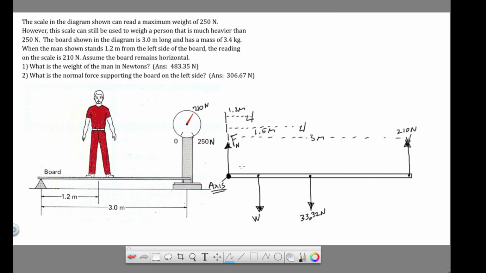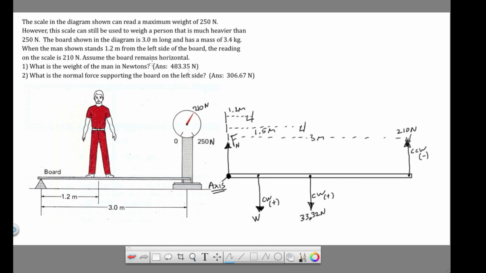Okay, now the sign convention for torque is clockwise, counterclockwise. It really doesn't matter which way is plus and which way is minus. So with the axis being here on the left, this force, the weight of the man, is trying to rotate the board clockwise. So this is going to be a clockwise torque. This one is clockwise. And then this torque over here is counterclockwise. So let's go ahead and say that clockwise is plus. We're going to say that these are positive torques, and then counterclockwise is negative.